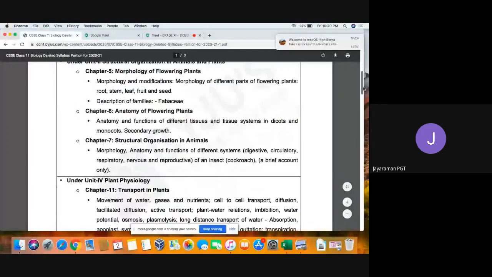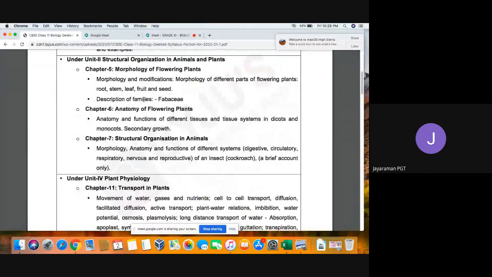The description of the families is actually mainly for the practical. The knowledge will be useful for the theory, but this is mainly for the practical. I will explain Solanaceae and Liliaceae. Then structural organization of animals.